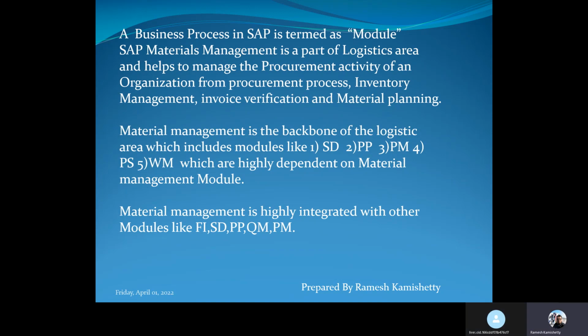PP means production planning. QM means quality management. PM is plant maintenance. So these are all interrelated with materials management.